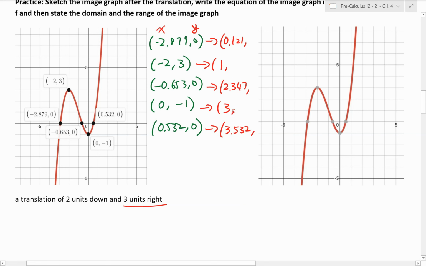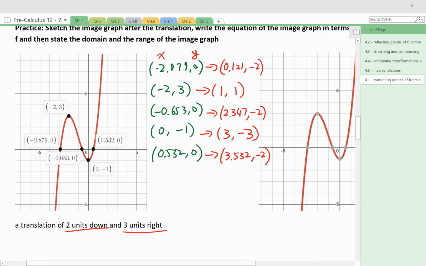Now for the y values, I'm moving 2 units down. So what I need to do is take away 2 from the original y values. It was 0, minus 2 is now negative 2. 3 minus 2 is 1. 0 minus 2 is negative 2. Negative 1 minus 2 is negative 3, and 0 minus 2 is negative 2. So now I have all my new 5 points ready.